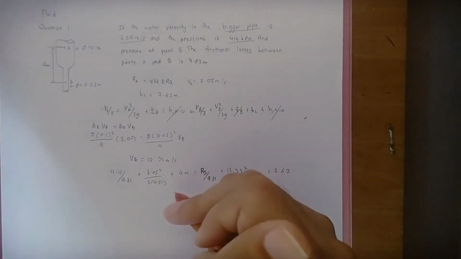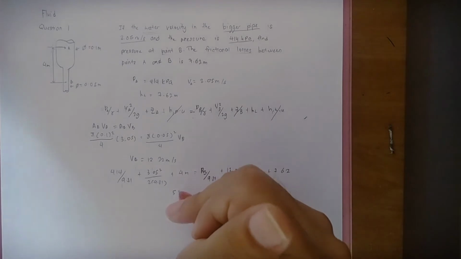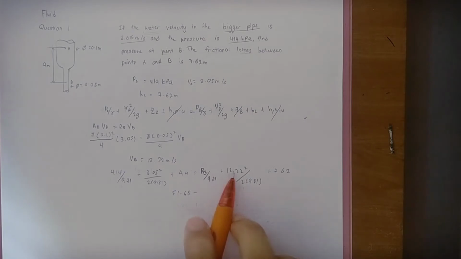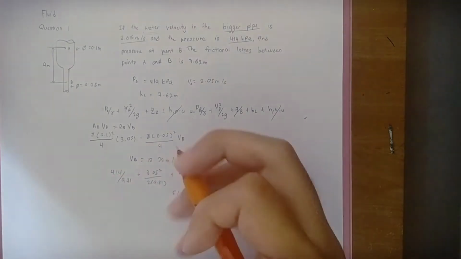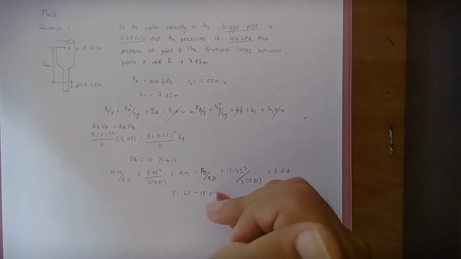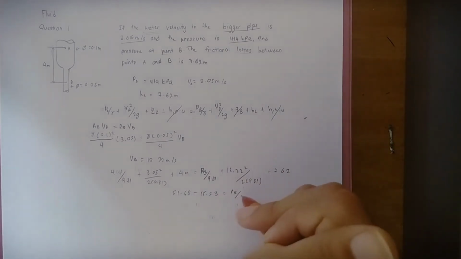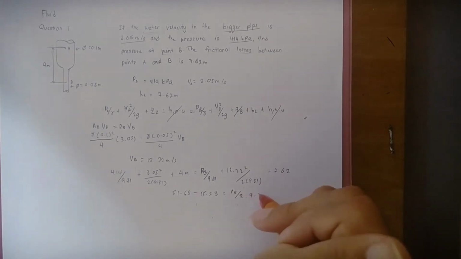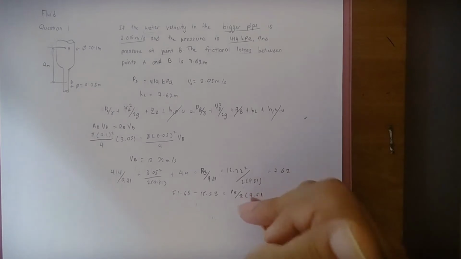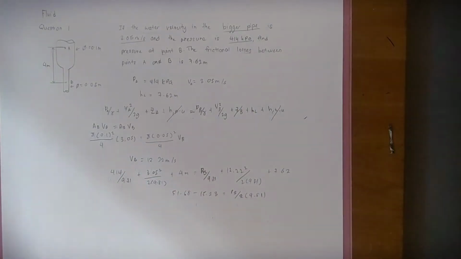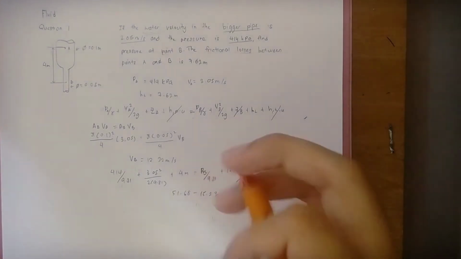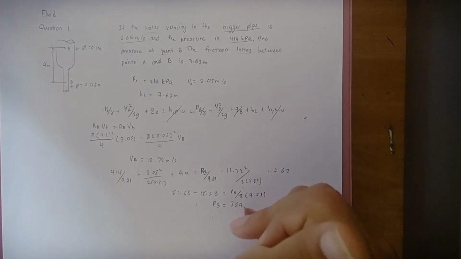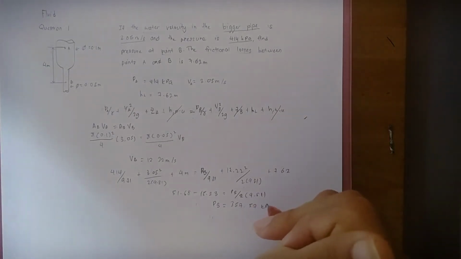Calculate this side, equal to 58, and the information from this side we move to the other side, so it is subtracted. Equal to VB squared over 2g. Calculate everything, so the answer is PB equal to 357.57 kPa.